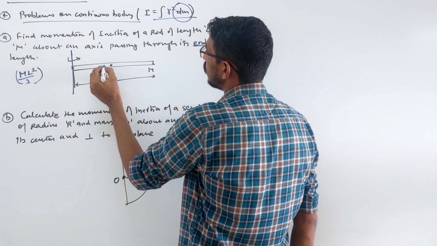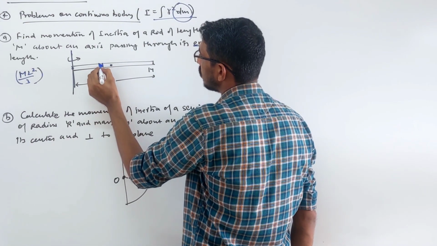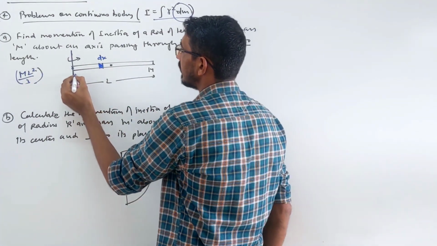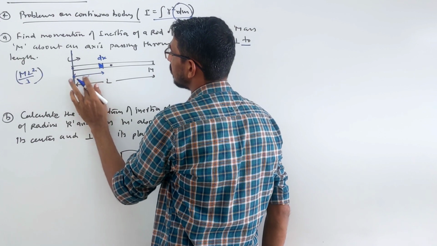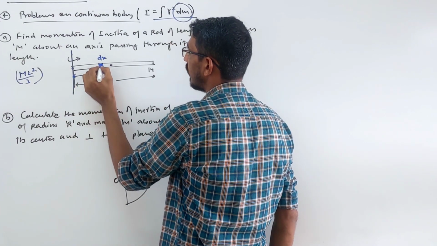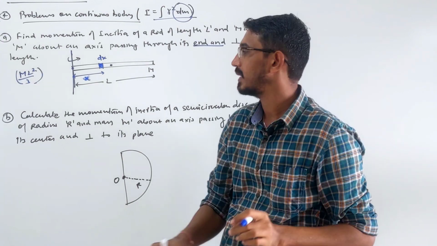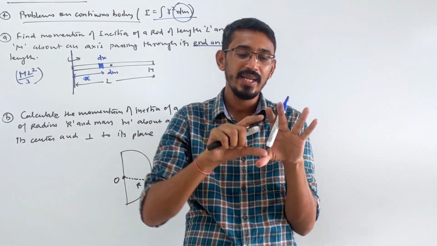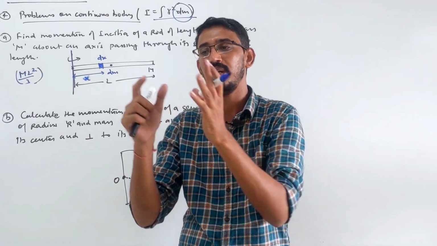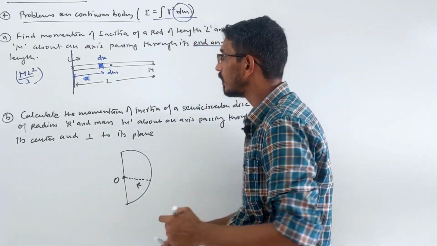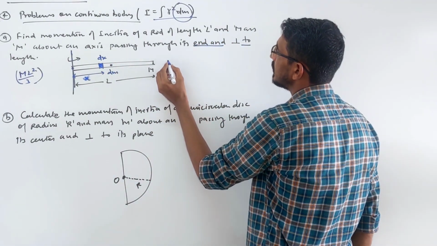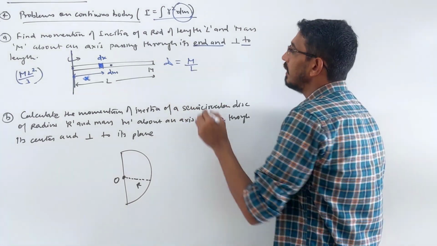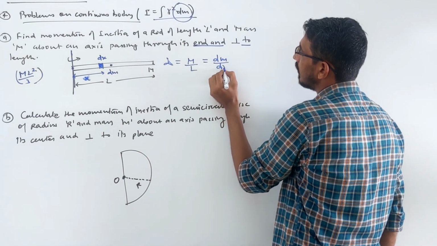What you do is always choose a small element here, of small length dx, placed at a distance x, and mass dm. If you have a rod, you write linear density. If you have a plate, you talk about area, or if you have a 3D object, then write volume density. So here with the rod we talk about linear density, lambda, which is mass by length of the rod. That you can also write as small mass by small length dx.